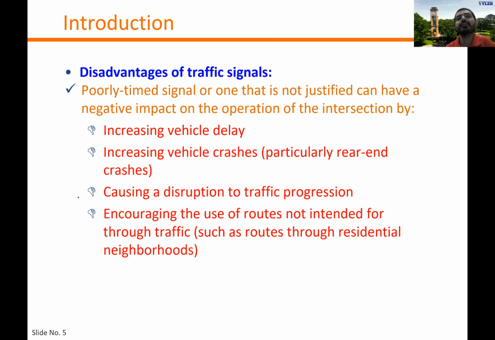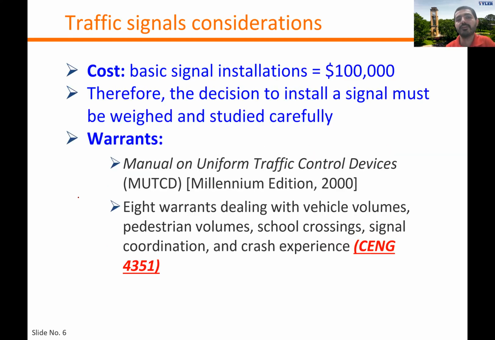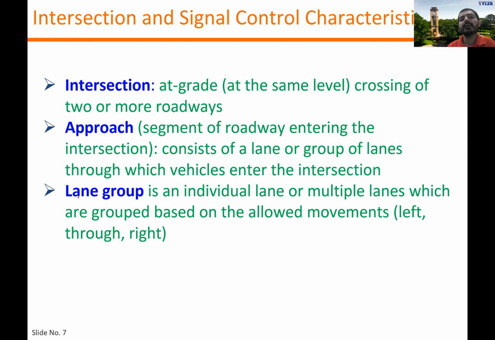Or I can ask, if the traffic signal is designed poorly, or there was maybe no need for a traffic signal, we can see some disadvantages of having traffic signals. List for me three or four. We should be able to tell what these disadvantages are. And then, what's the definition of an intersection versus an approach versus a lane group?